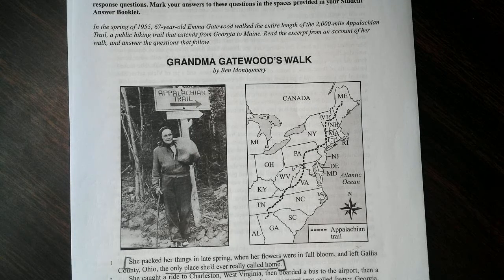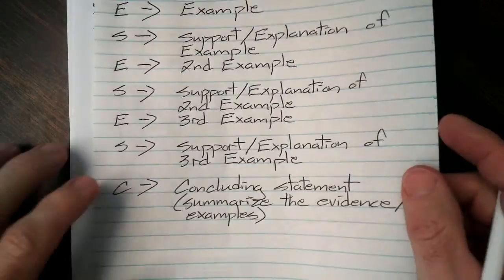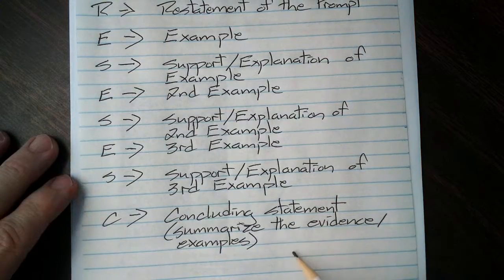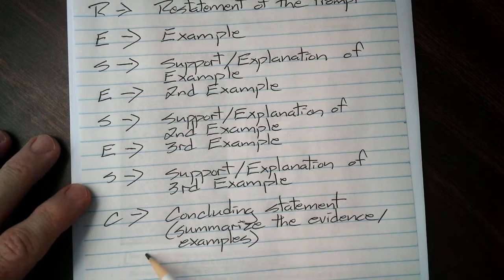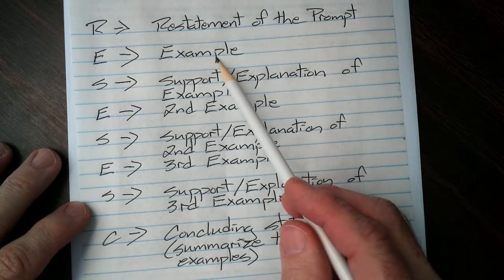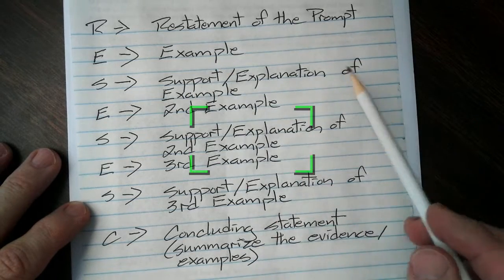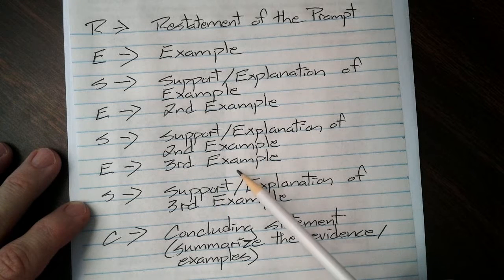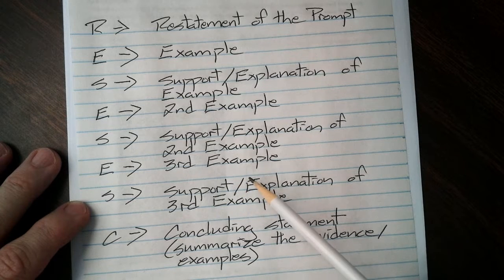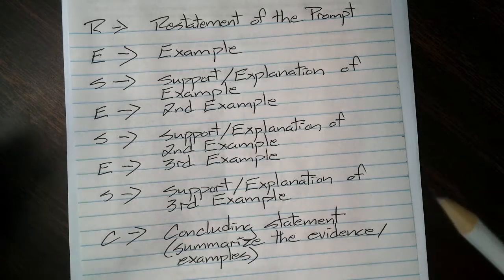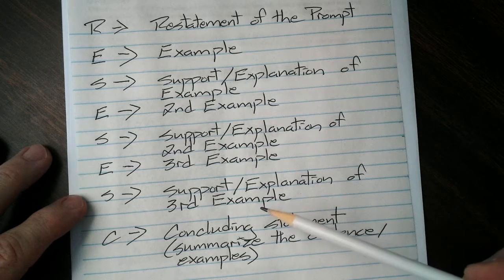The formula of success for writing to the prompt is something I'll refer to as RESESC. And RESESC is an acronym that stands for the following. The R is a restatement of the prompt. The first E is your first example, followed by S, support or explanation of the example, and then the subsequent E and S are much of the same. So you should have 3 examples and 3 pieces of support explaining your example in the open response. It can be multiple paragraphs, or I've seen anchor papers that are all 1 paragraph. As long as you have this formula, you should be fine.